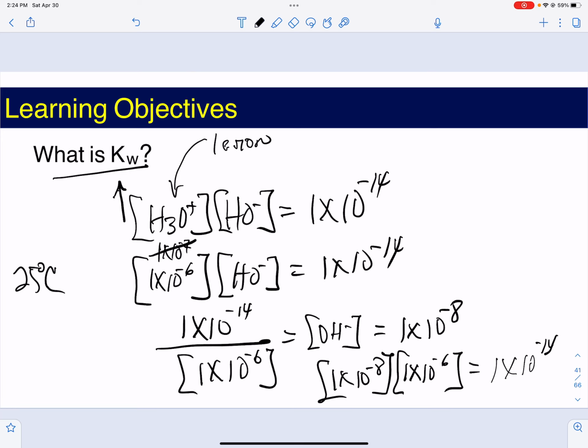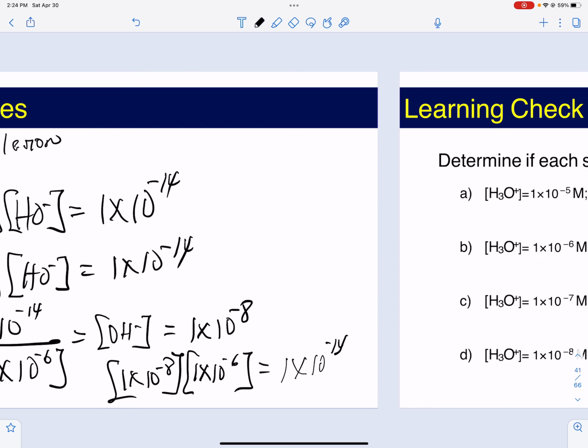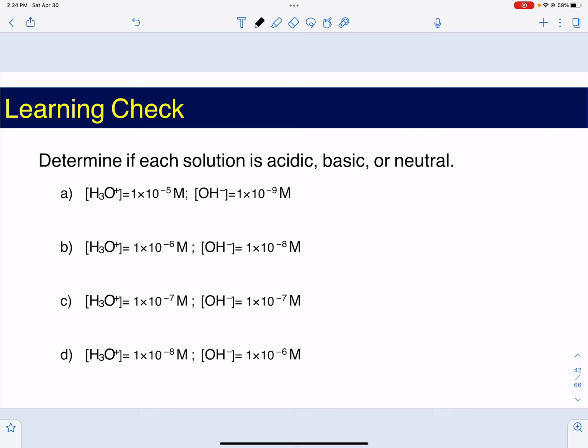Kw, 1 × 10⁻¹⁴, equals the concentration of the hydronium times the concentration of the hydroxide. If I change any of those two, the other one will have to change to give you always, always, and always 1 × 10⁻¹⁴. So using that knowledge, let's work on this here.